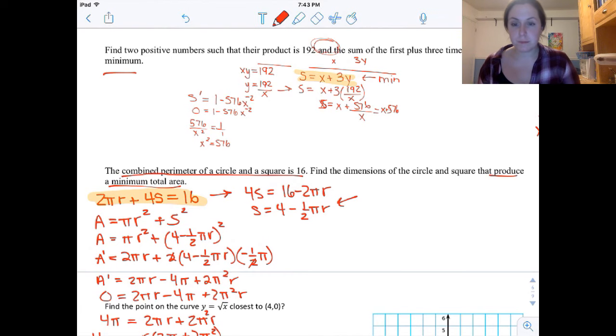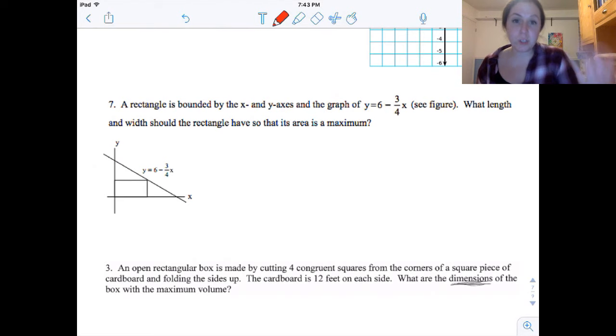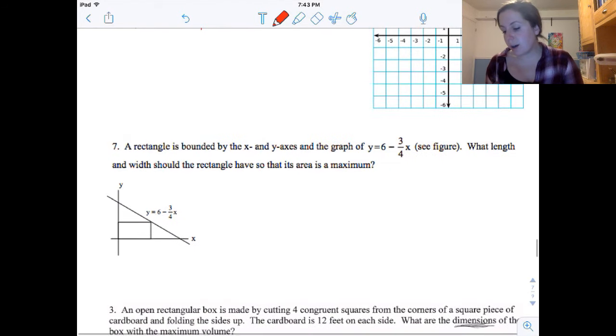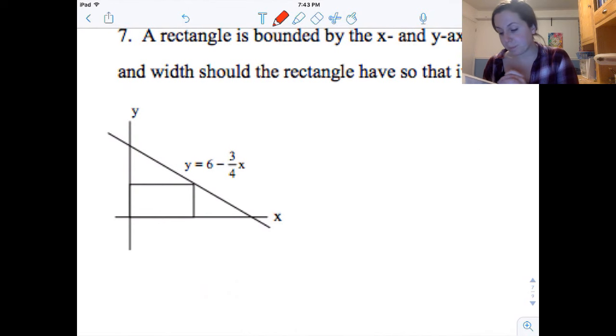Okay, let's look at one more, and then we'll talk some related rates. So a rectangle is bounded by the x-axis and the y-axis, and the graph of y equals 6 minus 3/4 x. What length and width should the rectangle have so that its area is at a maximum? So let's take a look at this. To find this area, I would have to do length times width, right? So area is the thing I'm trying to maximize. And so think about it as like length times width, right?